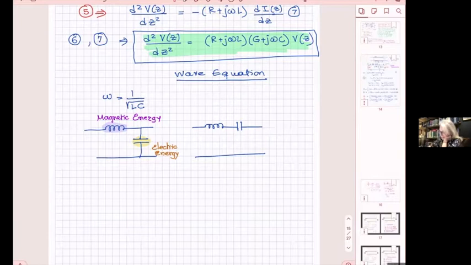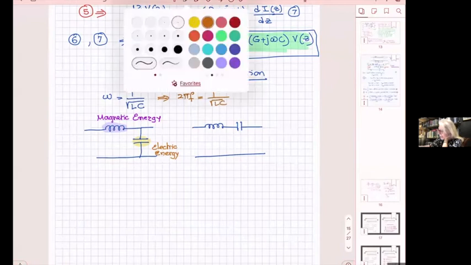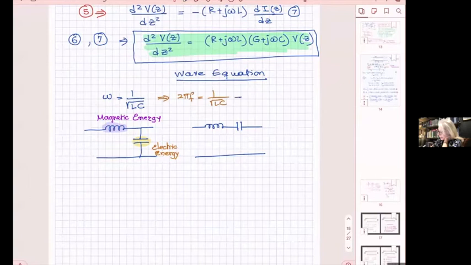So it's a magnetic energy and electric energy. The same thing applies in this one. If we write this as 2 pi f equals 1 over square root of LC, that develops a frequency. The frequency here, in hertz, is 1 over 2 pi square root of LC. That's the resonant frequency.